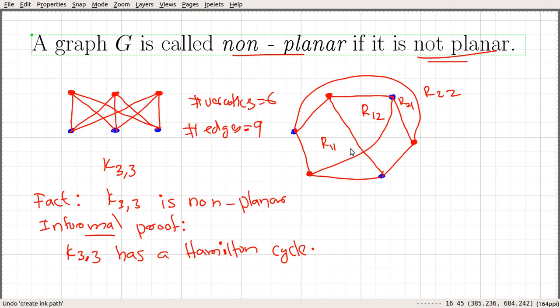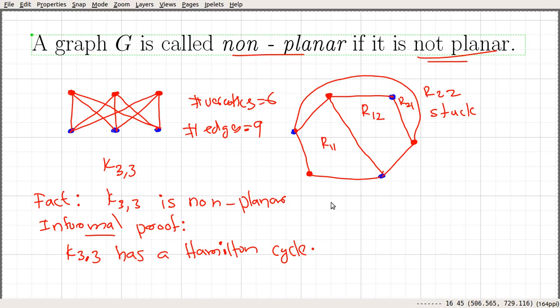So we are stuck. Similarly, the other possibility is to go from here to here using this outer region. Here again, if we go that way, we have a crossing and we are stuck. So in both cases we got stuck, and that says it is not possible to redraw this graph K33 in a plane without edge crossing. That says this graph K33 is not planar.